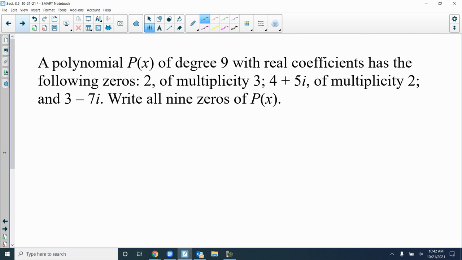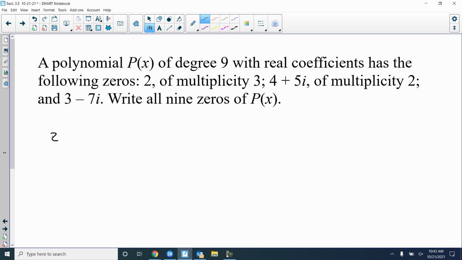All right, we'll list these out. I don't think you necessarily need to write the whole thing out. But read through there and let's just list all 9 zeros. Okay, so a polynomial p of x to degree 9 with real coefficients has the following zeros. Okay, 2 is a 0 of multiplicity 3. 4 plus 5i is a 0 of multiplicity 2. And 3 minus 7i is a 0. So I got to write 9 of them.